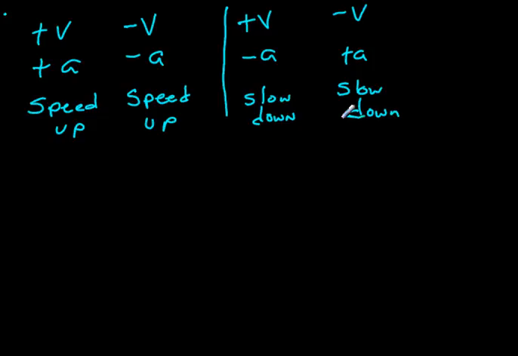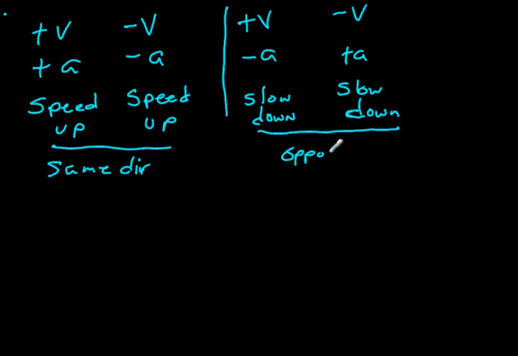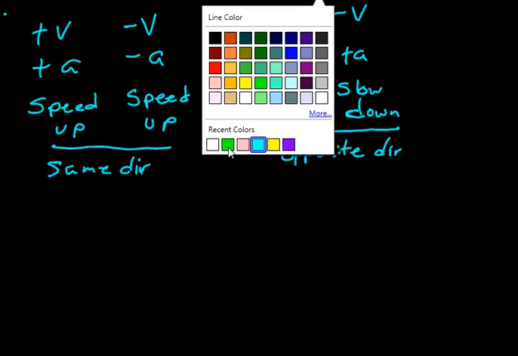So the idea that we need to have here is that in order for the object to speed up, my acceleration has to be in the same direction as my velocity. In order to slow down, my acceleration has to be in the opposite direction. Same direction, opposite direction. We have to remember that. Don't forget that. Now, the next thing that we go to in this whole deal is, where does force come in?